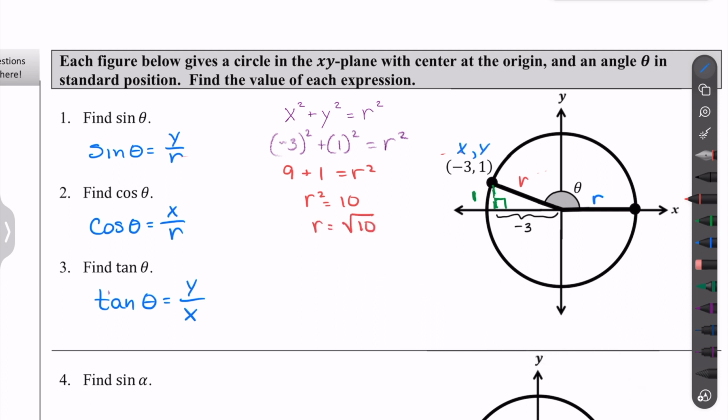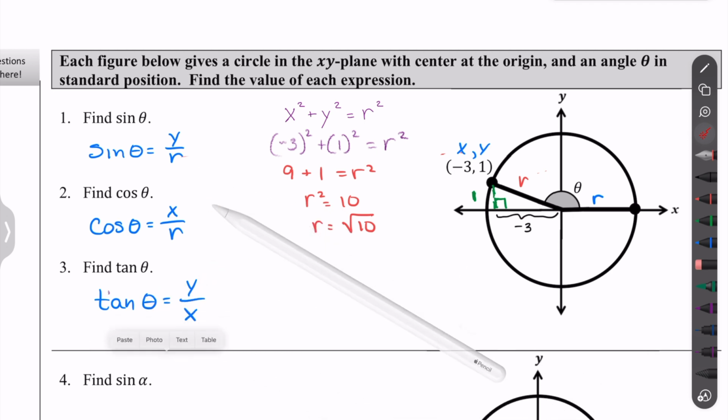Now it is plus or minus technically here, but in these things we are always talking about our radius as a distance, and distances are always positive. How long is the radius? The radius is root 10 long. Keep in mind that is just a number. That's about 3 point something.